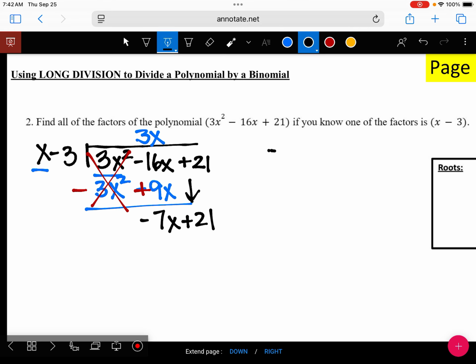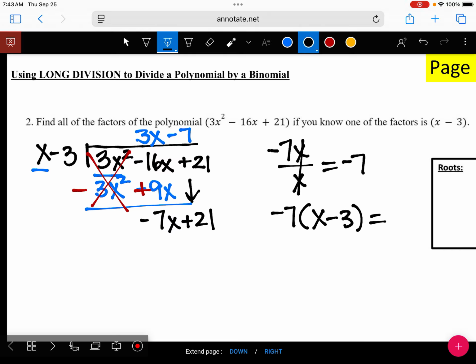So we're going to take that negative 7x, divide that by x. The x's are going to cancel. So I have negative 7. Put that on the roof. Now you're going to take the negative 7, multiply that by x minus 3. Go ahead and do that. And that will give you negative 7x plus 21.